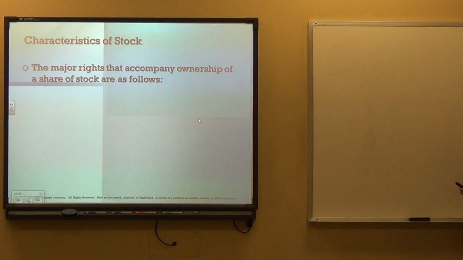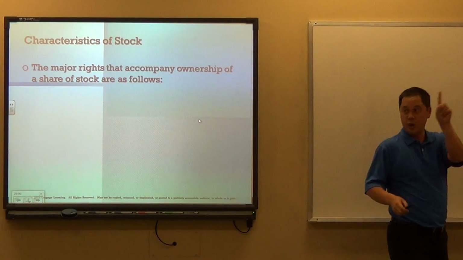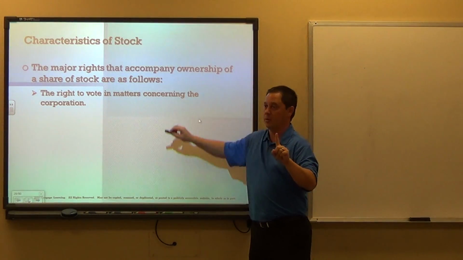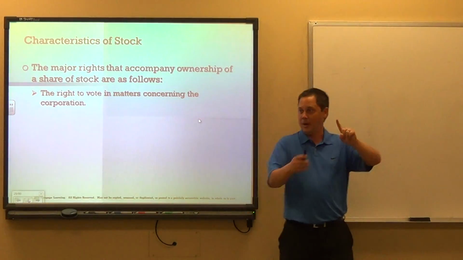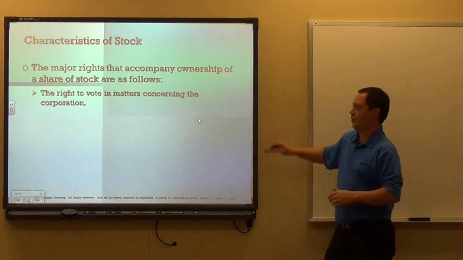So the major rights of ownership of a share of stock are as follows. If I own just one share, this is what I'm able to do. One, I'm able to vote. Obviously, I don't have the voting power of somebody like Warren Buffett, who may own tens of millions of shares of a corporation. But I have the right to vote.